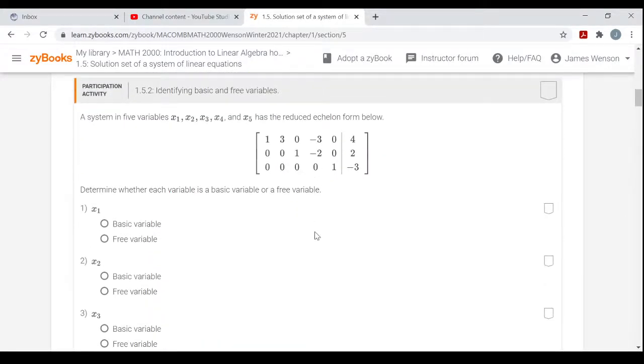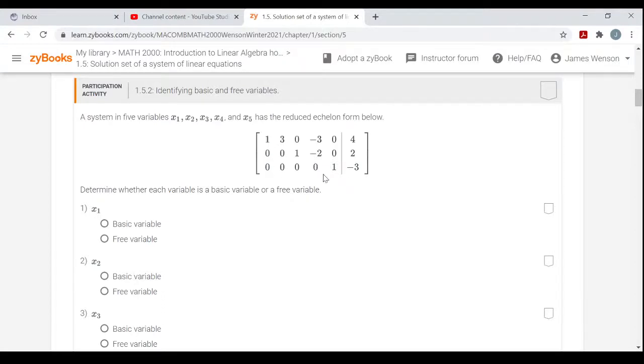All right, so here's a system in 5 variables, x1, x2, x3, x4, and x5, that has the reduced echelon form below. So again, you see this first column corresponds to coefficients of x1, then x2, x3, x4, x5, and then you have equals 4, 2, and negative 3, the constants on the other side. Determine whether each variable is a basic variable or a free variable.